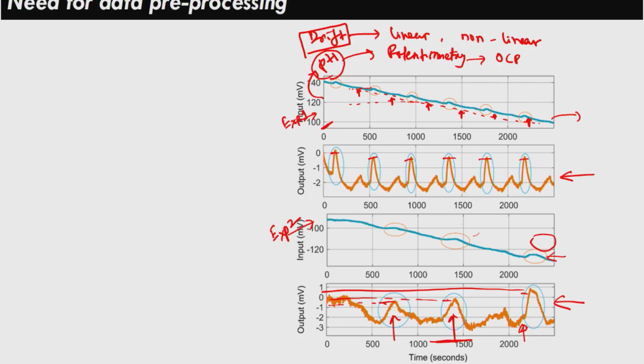Now, there can be other interference. This is mostly linear. When we talk about non-linear, if we look at the trend here, mostly it is going down, right? It is going down, but it can also change direction. What will you do? You cannot apply a linear fit to it.